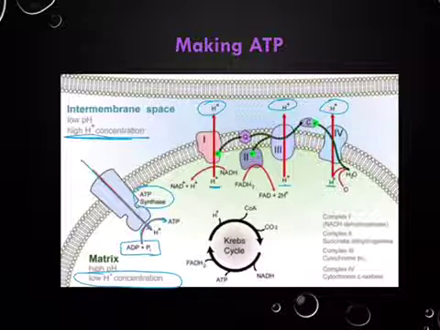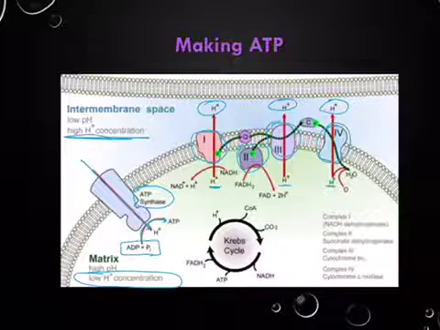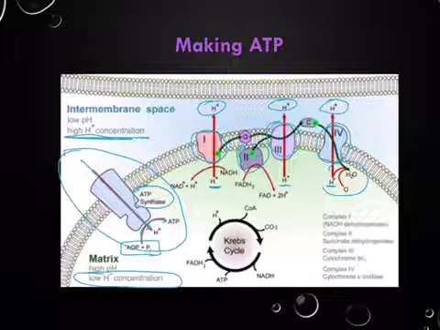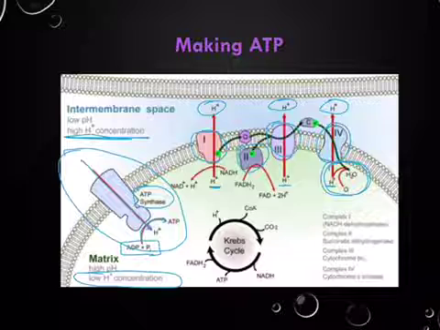So again, I'm not worried that you know the different names of the electron transport. What you need to know is what ATP synthase does here, and that the hydrogen will combine with oxygen to make water.